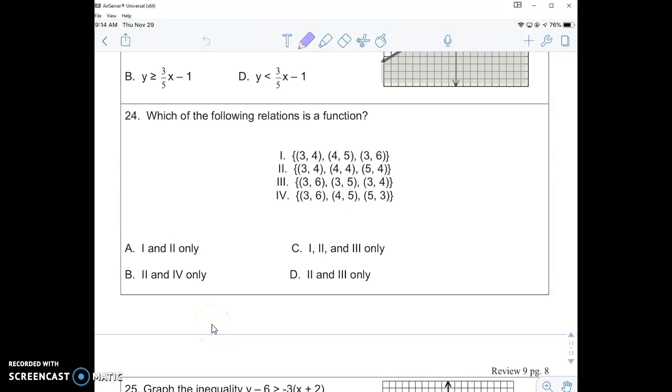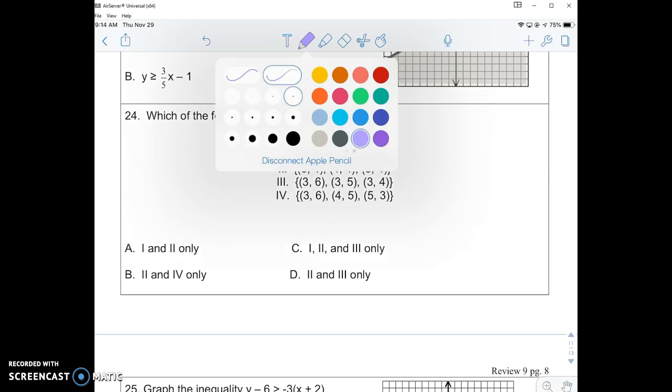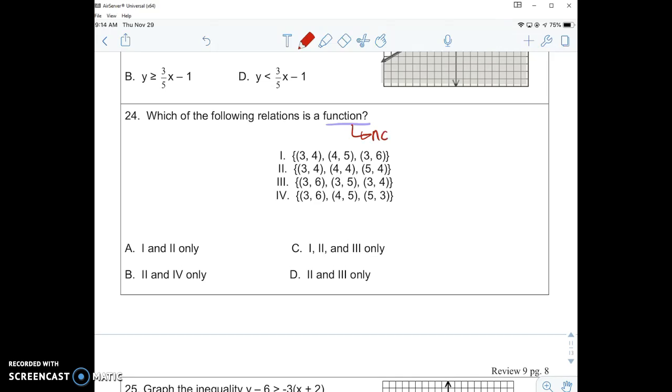This is Review 9, Part 3, numbers 24 through 33. On number 24, which of the following relations is a function? Remember that a function can have no repeated x values.